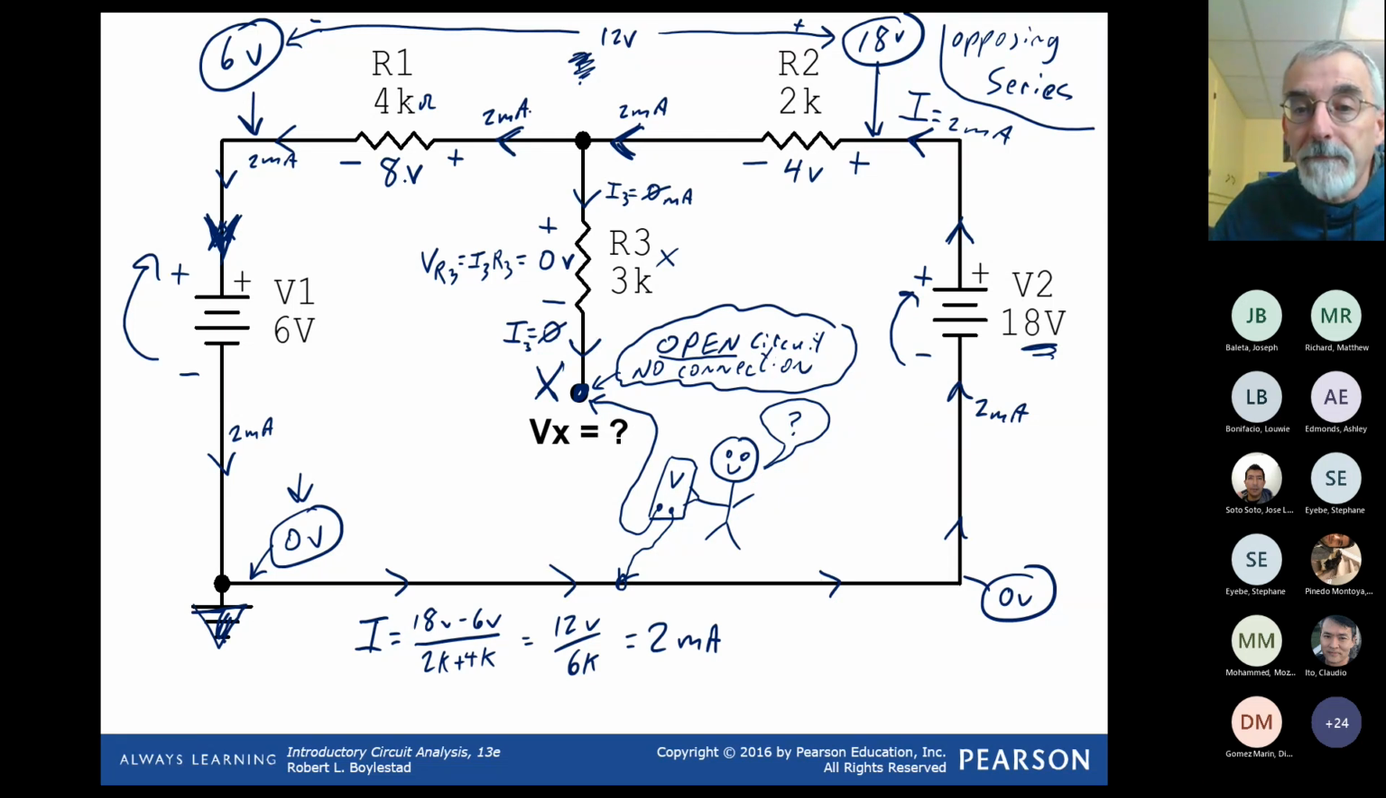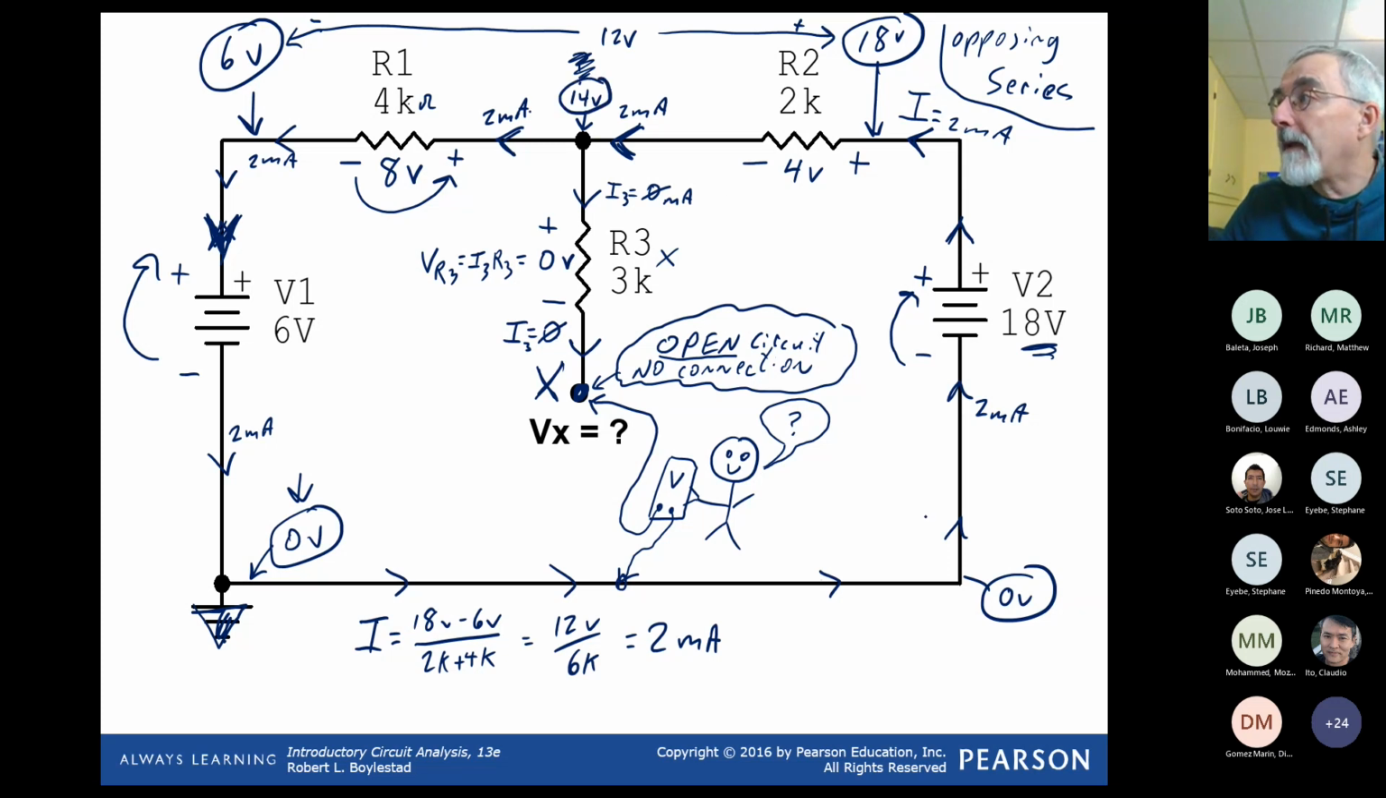Once I have the volt drops, I can determine the voltages with respect to ground by traveling through the circuit. 0, go up 6, I'm at 6 volts. Minus to plus, I'm going up 6, go up 8. This must be 14 volts.